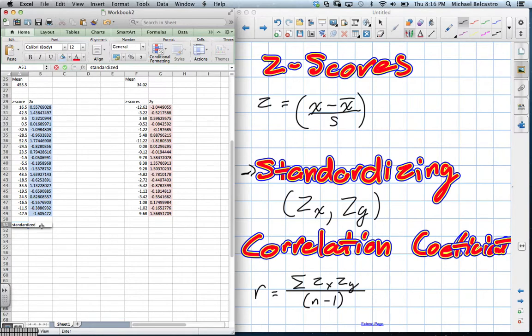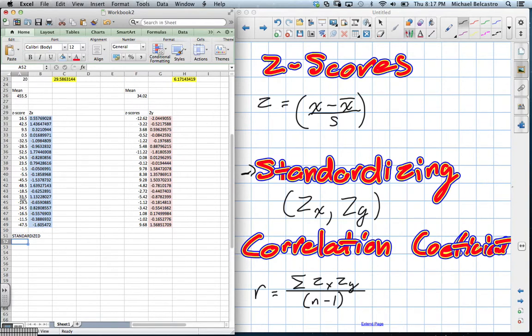Okay. Well, that was supposed to be in caps lock. Standardized. I think that's how you spell it. So standardized. And again, I'm just going to copy those values. So this equals B30. And I just want to copy them all out.